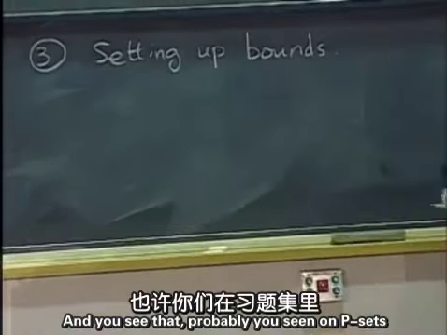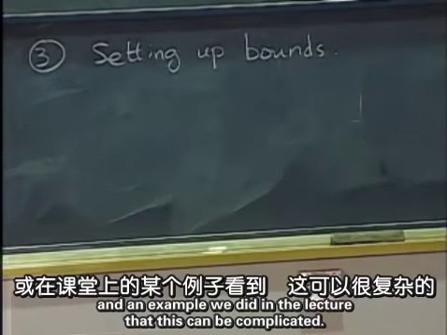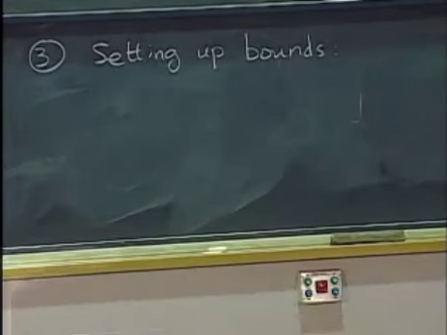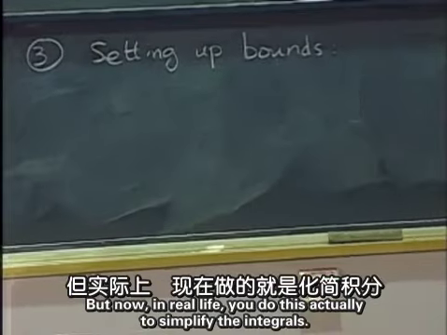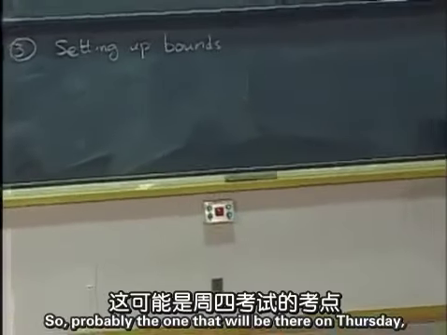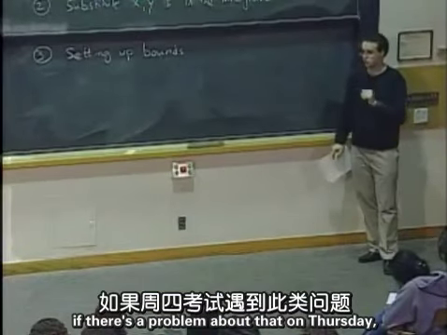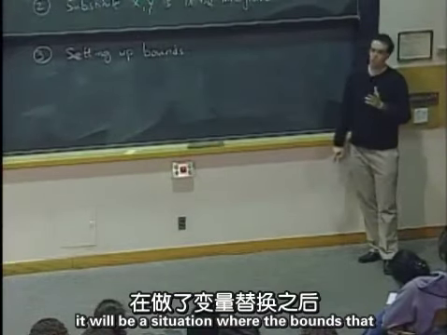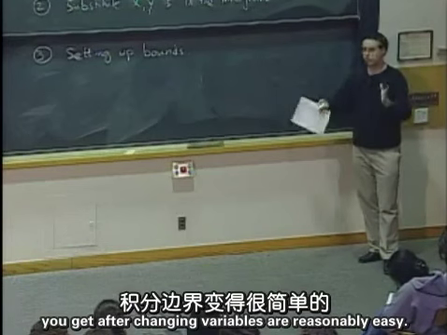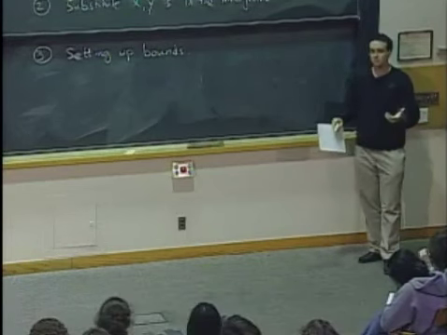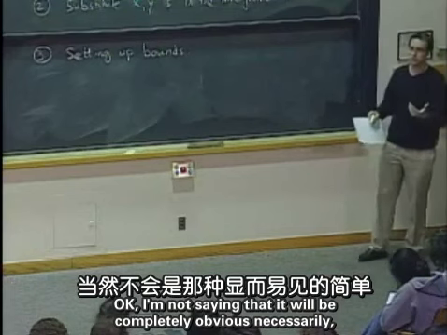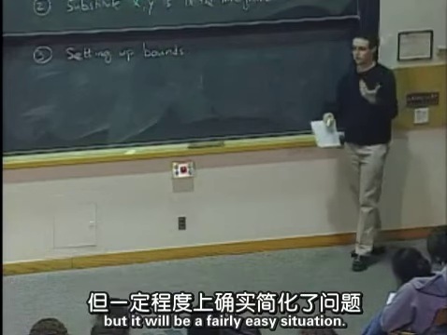And you've probably seen on P-sets and in an example within the lecture that this can be complicated. But in real life, you actually do this to simplify the integral. So probably the one that will be there on Thursday, there's a problem about that on Thursday, it will be a situation where the bounds that you get after changing variables are reasonably easy. Okay? I'm not saying that they will be completely obvious necessarily, but it will be a fairly easy situation.